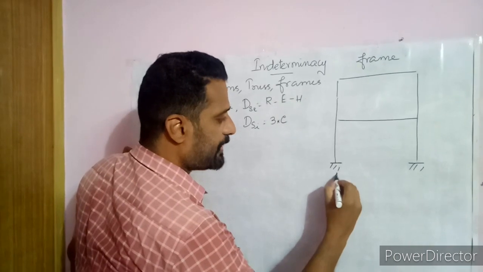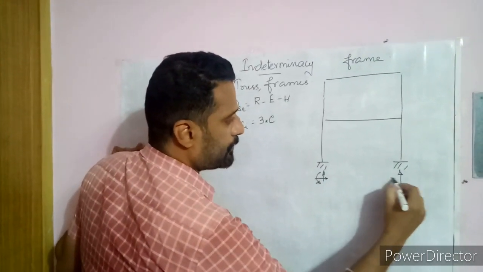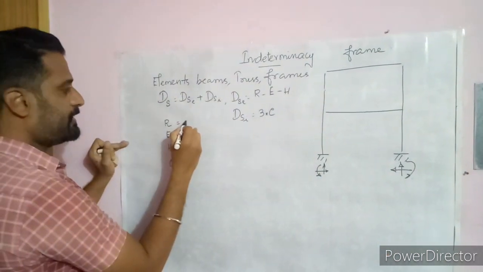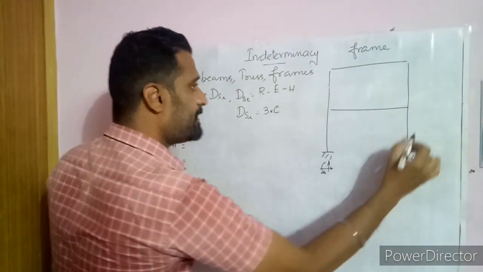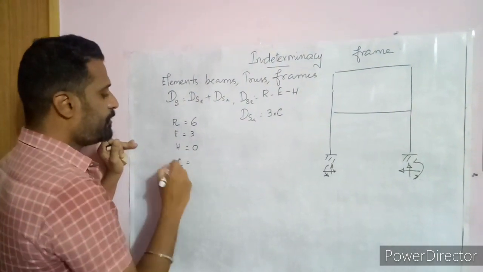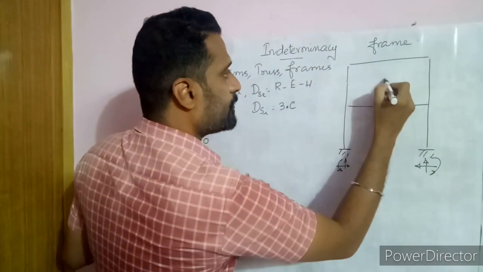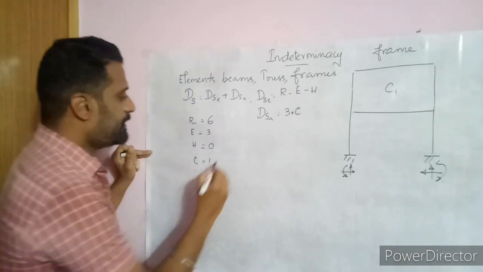So since this is a fixed end, it will have 3 reactions. And this one also has 3 reactions. So the total reaction is 6, and H is the hinge, so there are no internal hinges available, which is 0. So C is the closed loop. See, this is the closed loop. So this is C equal to 1. So now we substitute in the formula.